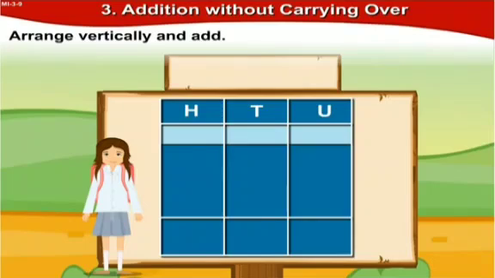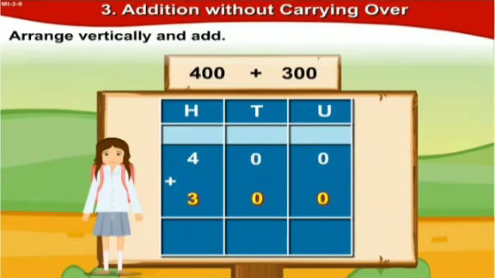Now the next sum. 400 plus 300. First we'll arrange them vertically, writing HTU. Now 400 would be 400, 0 tens, 0 units, plus 300 would be 300, 0 tens, 0 units. Now the units column. 0 units plus 0 units is 0 units.